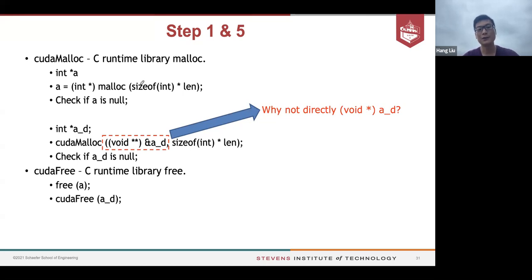Well, for GPU-based allocation, since we call this CUDA malloc on CPU, and it works for the device, what we do is we pass this one as a parameter to the CUDA malloc, okay? And then the CUDA malloc will malloc this space, and if a underscore d is not null, then that means we're correct. For the last part of step 5, what we do in C is we free a. Well, in CUDA, we do CUDA free a underscore d.